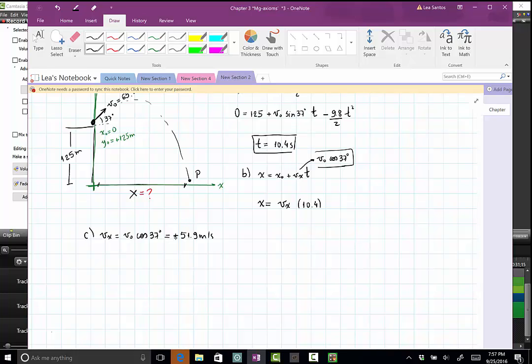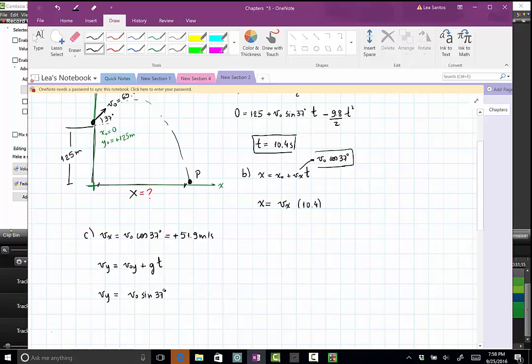Vy does change, and when it hits the point P down there, it has a larger value than it had initially, and let's see what it is. So Vy is equal to Vy naught plus gt. This is the equation. How will we find that? Well, Vy naught is the V naught sine of 37 degrees, right?